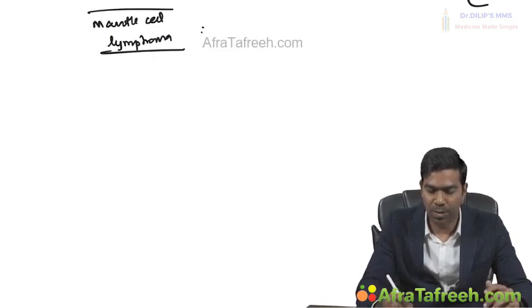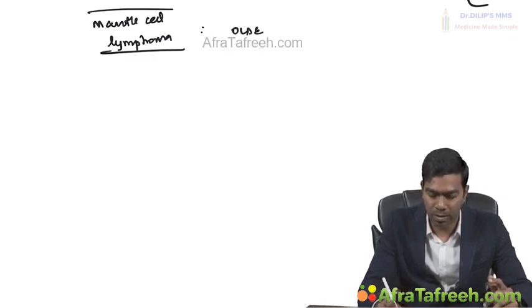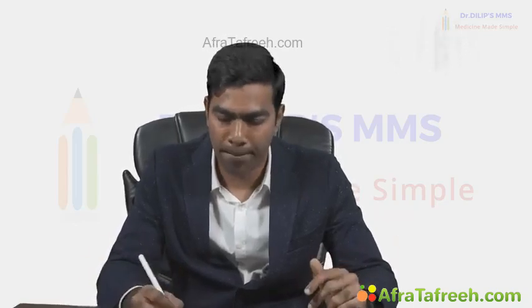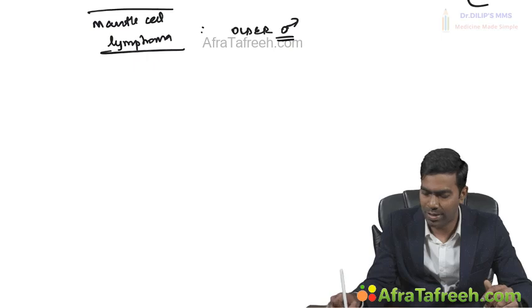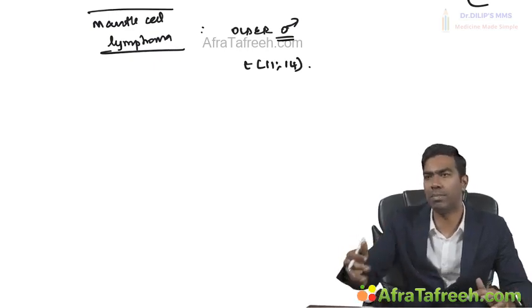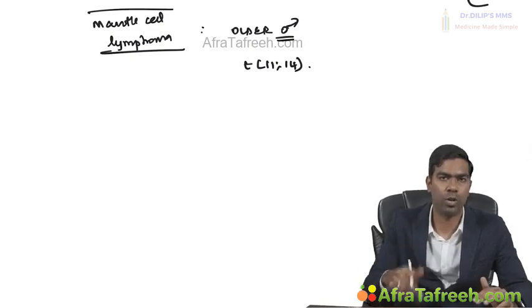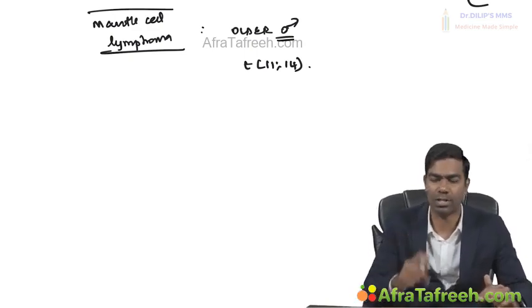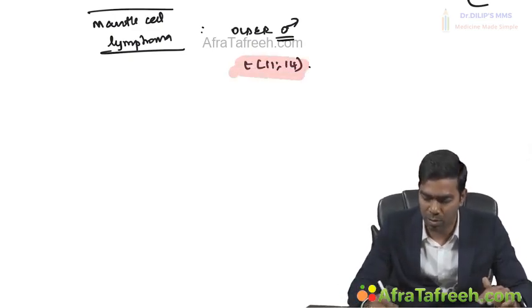Mantle cell lymphoma typically affects older men, usually 60 plus. The most important translocation in mantle cell lymphoma is t(11;14). Remember, t(14;18) is seen in either GCB DLBCL or follicular lymphoma. But here you are going to get t(11;14). Very, very, very important: translocation 11;14 in mantle cell lymphoma.